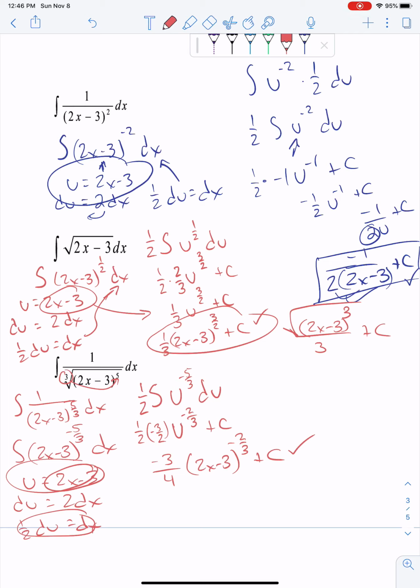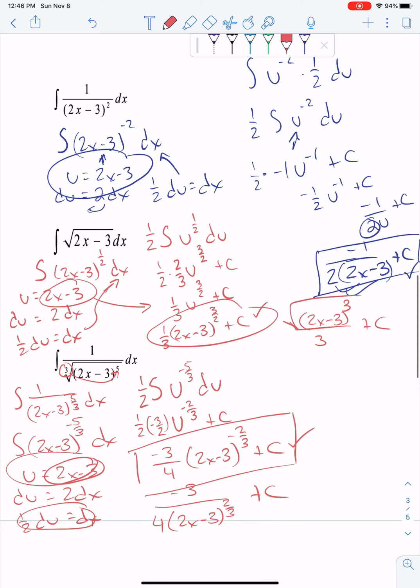If it was multiple choice, they might want you to put the negative 3 on top and the 4 to the 2x minus 3 to the 2/3 plus c. They might want it that way. Same answer. But this one right here, that looks pretty clean to me. Even on the multiple choice, I'm willing to bet that is going to be the answer quite a few times.